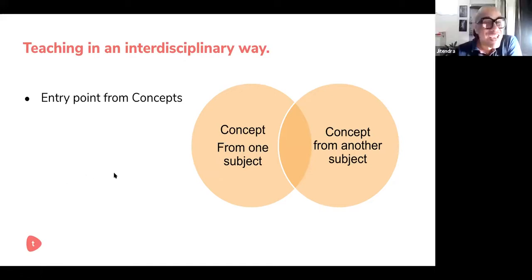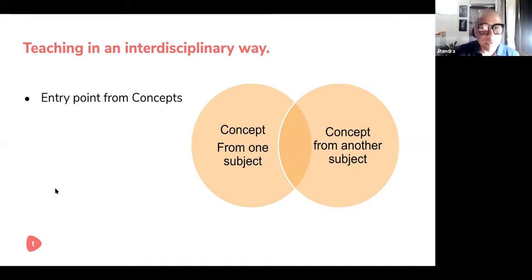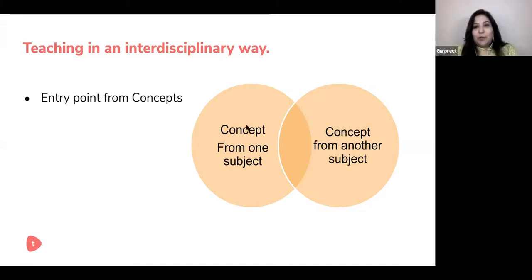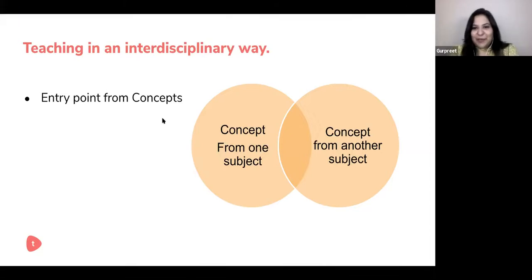So I think we're on the right slide now, is that right? Yes, you're on the right slide. So Gurpreet, you're entering through concepts. Right. So Jiten, like what we were just discussing when we were doing that one, two, cha-cha-cha, we'll start from there.